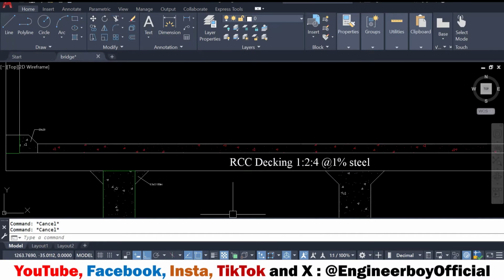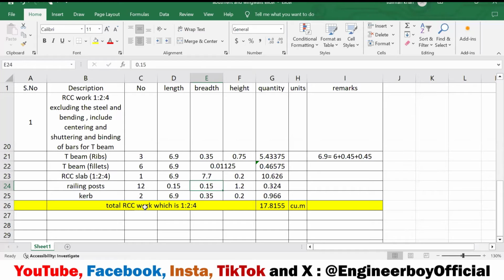But I'm not adding this with these things because in wearing coat, we may have the concrete, like maybe bituminous concrete. All these five things are made of cement concrete, and the wearing course can be actually bituminous concrete. So I'm gonna say number two, and that is wearing coat, not RCC, of course.